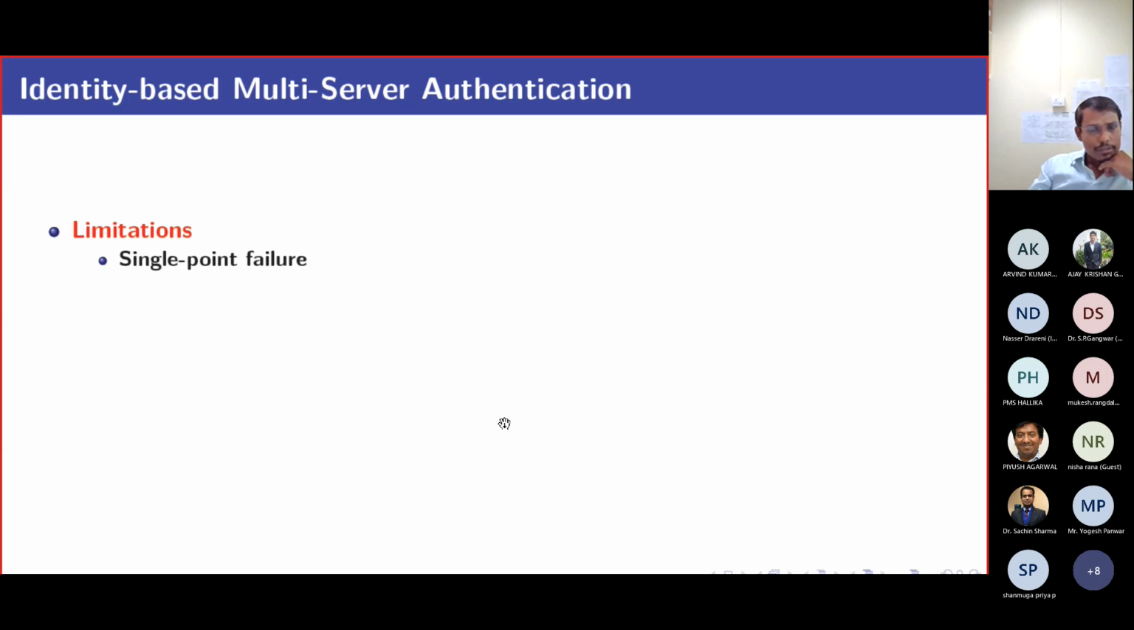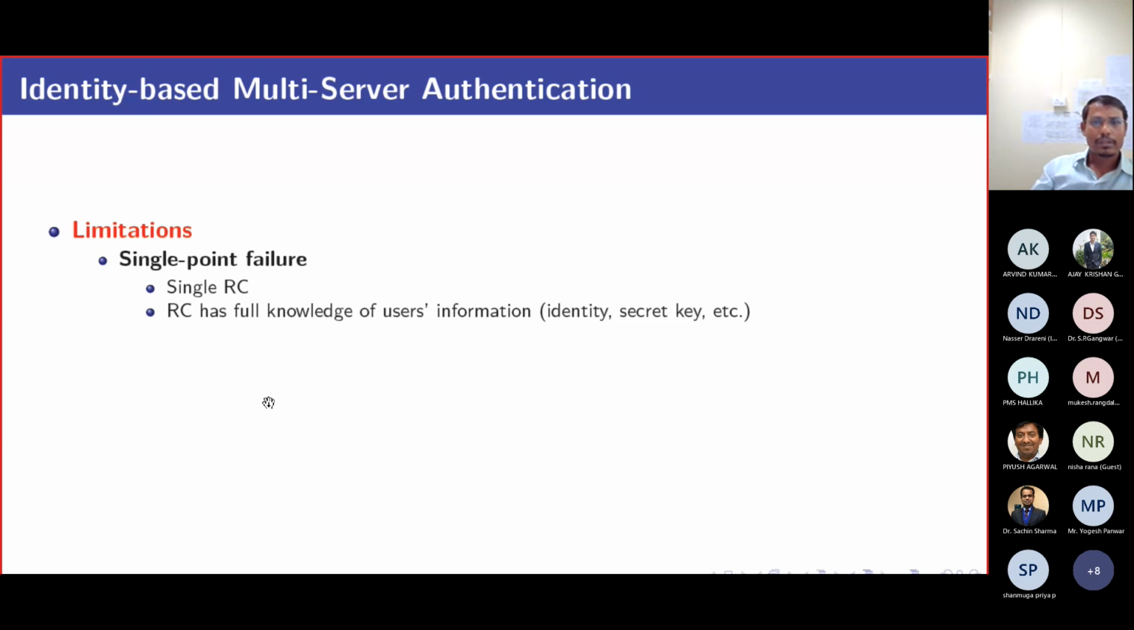So this scheme also has some limitations, based upon recent research. The limitation is the single point of failure. Why single point failure? Because a single RC will manage all these things. If RC is down or RC is compromised, yes, the entire system is compromised, right? So RC must be trusted.